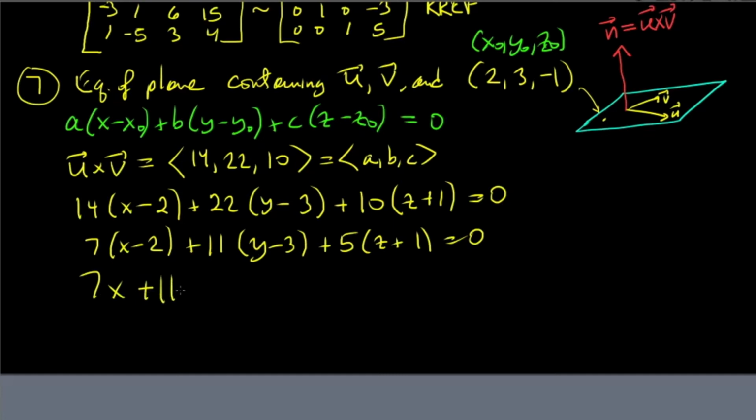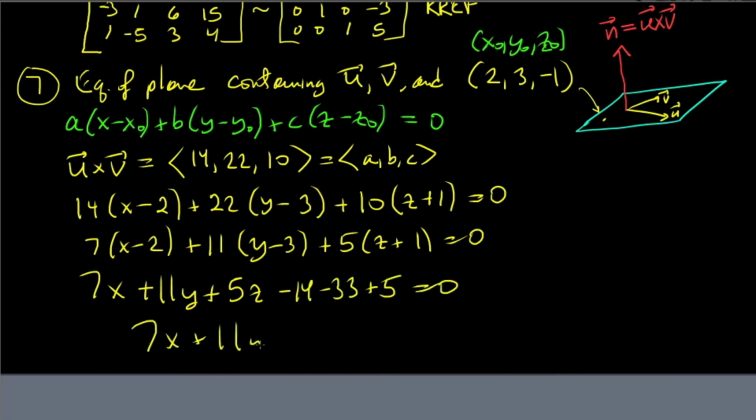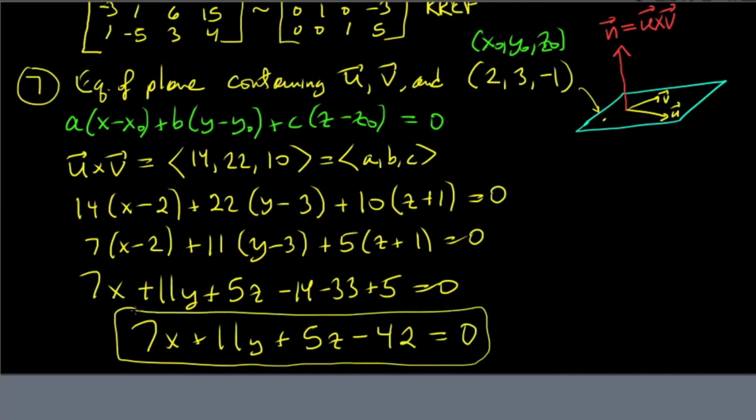So 7x plus 11y plus 5z. And then what do we have? We have negative 14 minus 33 plus 5 equals 0. So negative 47 plus 5 is negative 42, I hope. So that should be the answer.